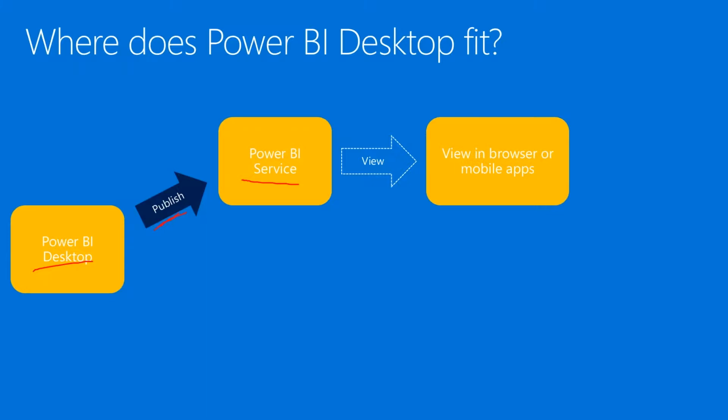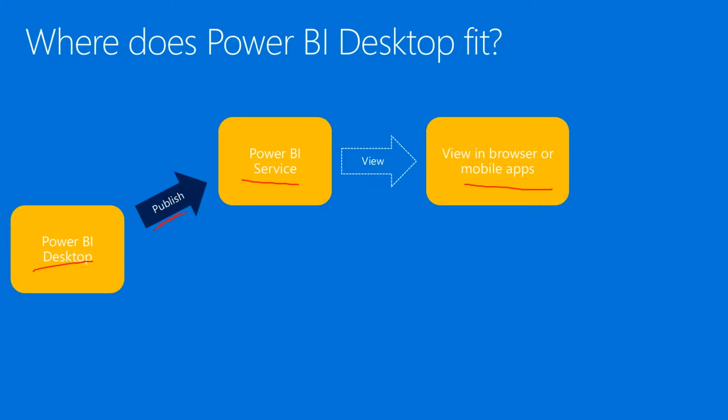Once I've got it published to the Power BI service, I can share, and I can build new reports based on the dataset and the model I've created. From there, users can view it in their browser or in any of the mobile apps, whether they're on iOS, Android, or Windows Phone devices, it doesn't really matter. Once we get it published to the Power BI service, we can view it wherever we want to view it.